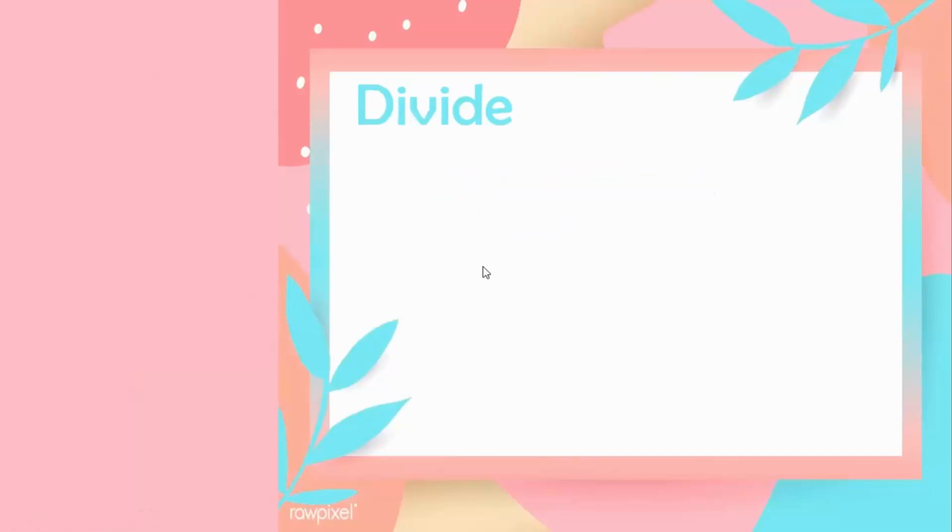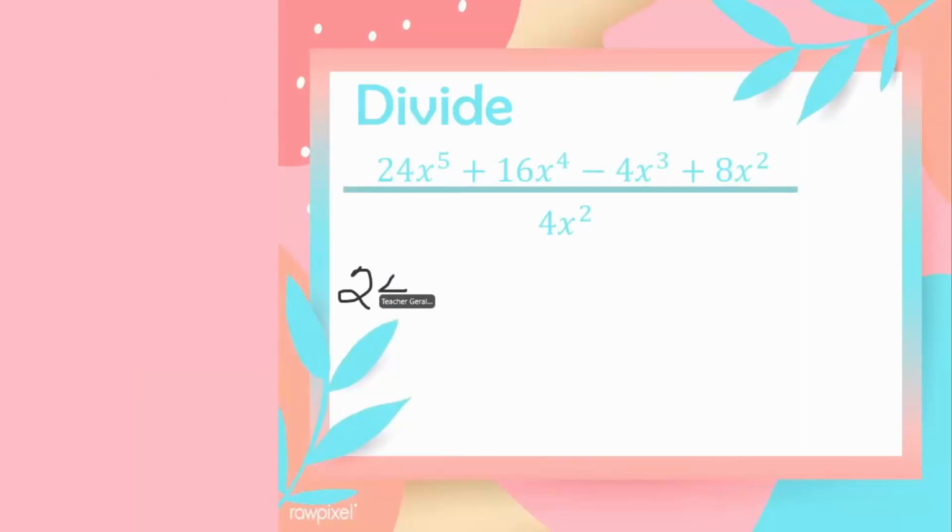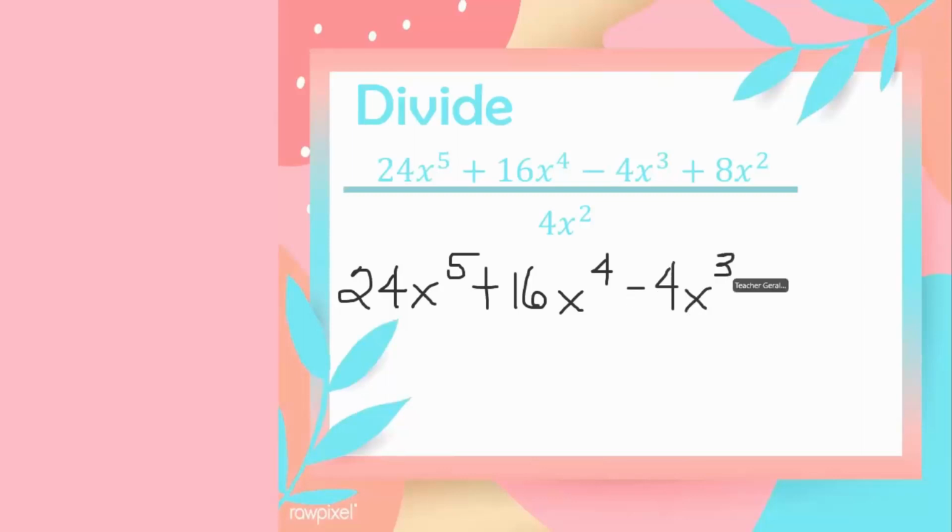Okay, let's try this one. Okay, so this is a polynomial divided by a monomial. Kanina, binomial yun. Ngayon naman, monomial lang. So, let's try to divide it. Okay? So, 24x to the 5th power plus 16x to the 4th power minus 4x cubed plus 8x squared.